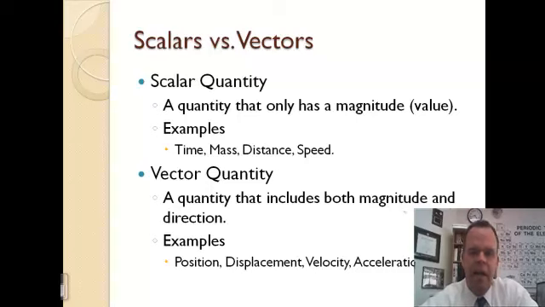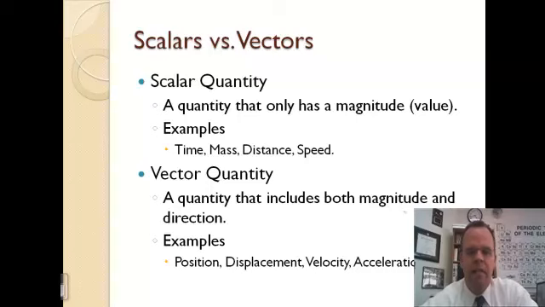So time is a scalar, 35 seconds, 25 hours. Mass is a scalar, it's 30 kilograms. Distance, 10 meters. Speed, 40 miles an hour, or 30 meters per second. Those are all scalar quantities. They only include a magnitude. A vector quantity is different in that it includes both a magnitude and a direction. So now you're adding in a direction to those magnitude quantities.